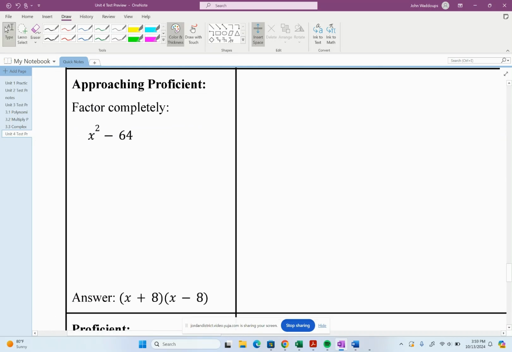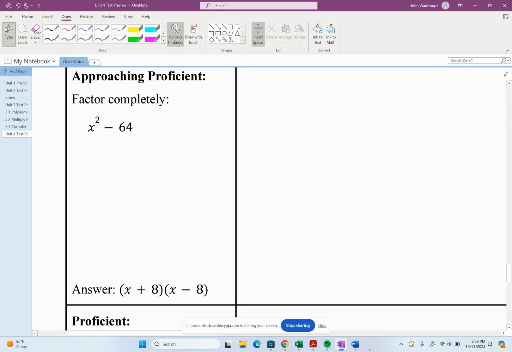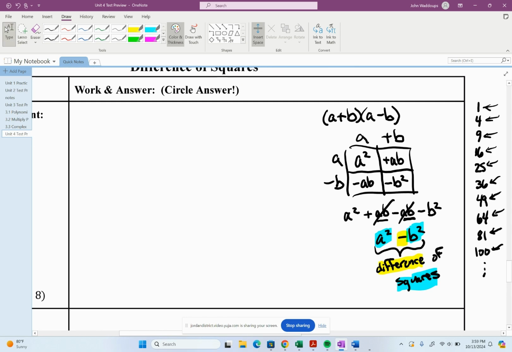So, x squared minus 64. If you can write something in the form of this, it works in both directions. If I'm multiplying, I get a difference of squares, but if I'm factoring, I get what are called conjugate pairs.